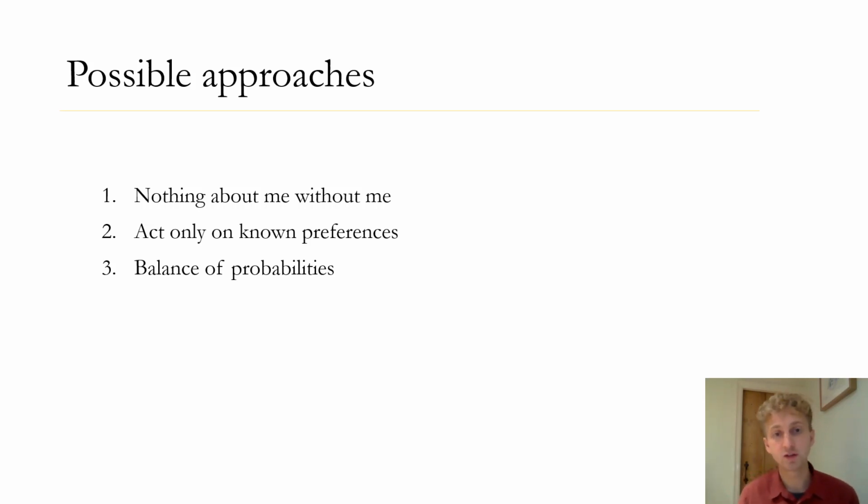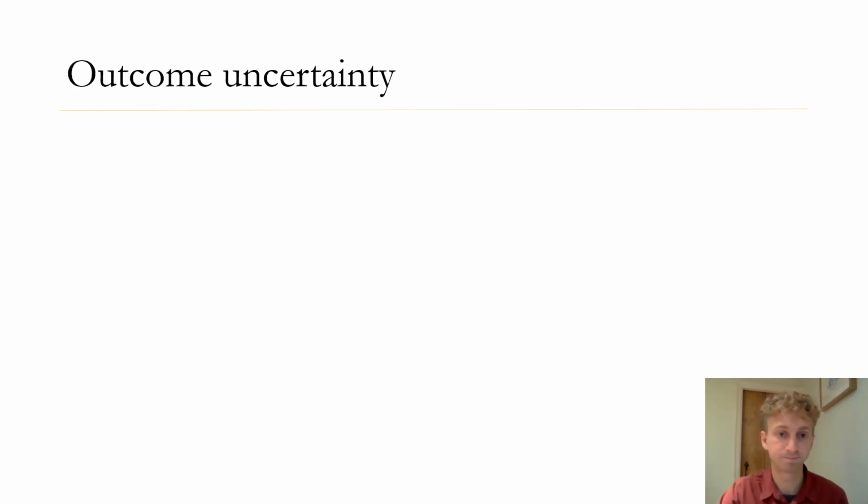So it looks fairly good for this third approach, but I actually don't think this is the right account either. And to see why, I think it'll be helpful to consider why a similar approach isn't adopted under outcome uncertainty. And this will also show why I support a fourth alternative instead.